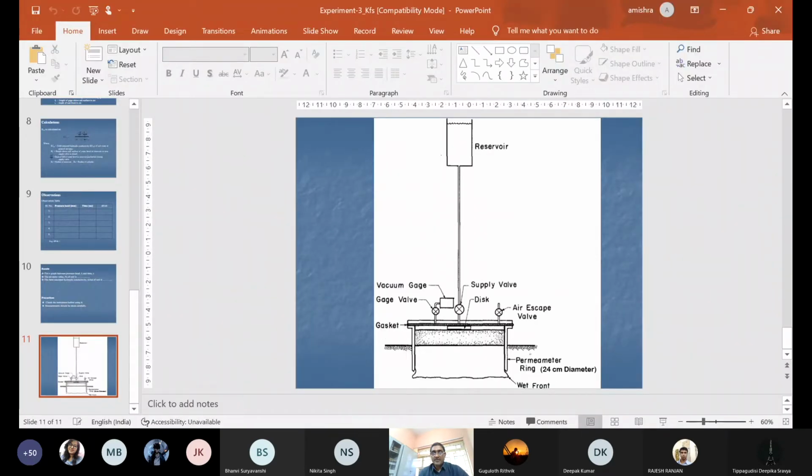Can you see it here? Sorry. Files in class material, experiment 3, that is KFS air entry. Is it there? Yes, sir, it is there. Can you please watch this? It is again 15 minutes.